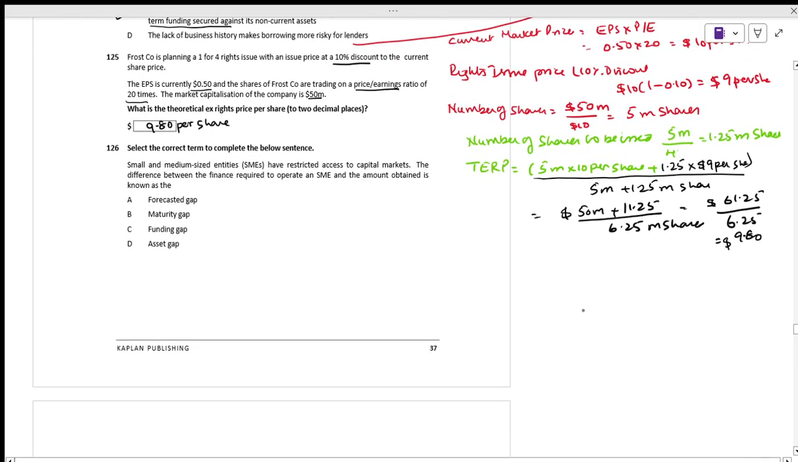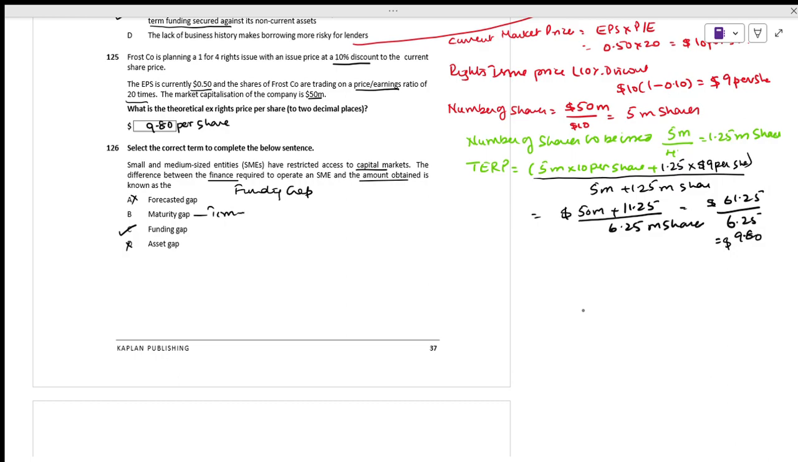Select the correct term to complete the sentence: small and medium enterprises, size entities have restricted access to capital markets. The difference between finance required and the amount of finance available is nothing but the funding gap. We don't have any forecasted gap, okay? We don't have any asset gap. Maturity gap is in terms of time, funding gap is in terms of finance.